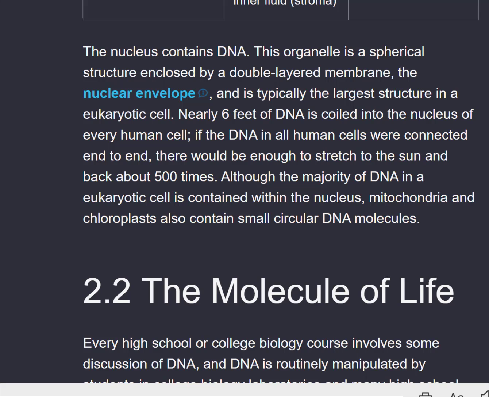Just previously we mentioned the nuclear envelope. A double-layered membrane, it is typically the largest structure in an animal cell.